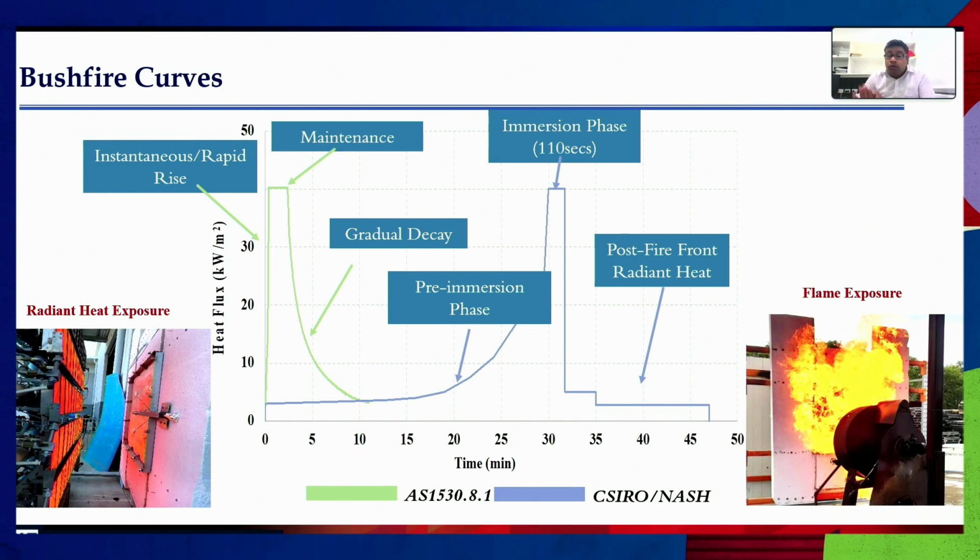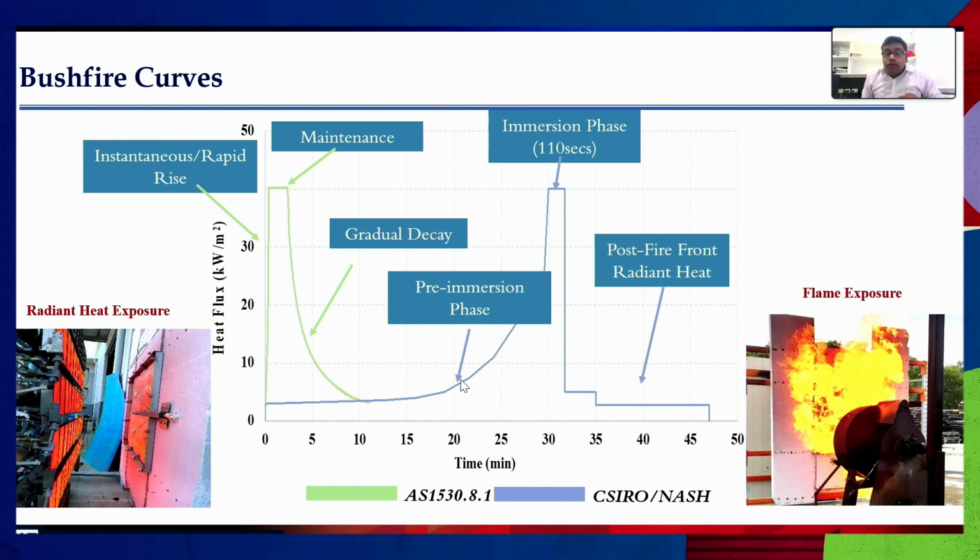curves. Of course, for the flame zone, we have the AS 1538.2, that is the standard 30 minutes fire curve. But we do have an alternative fire curve in the NASH handbook, National Association for Steel Housing, and they have worked out with the CSIRO a 47 minutes duration fire, which is more realistic of a pre-immersion phase, and then a flame zone exposure where the heat flux will be more than about 140, 160 kilowatts per square meters, and then a sudden decay phase, and then to incorporate the post-fire front radiant heat.